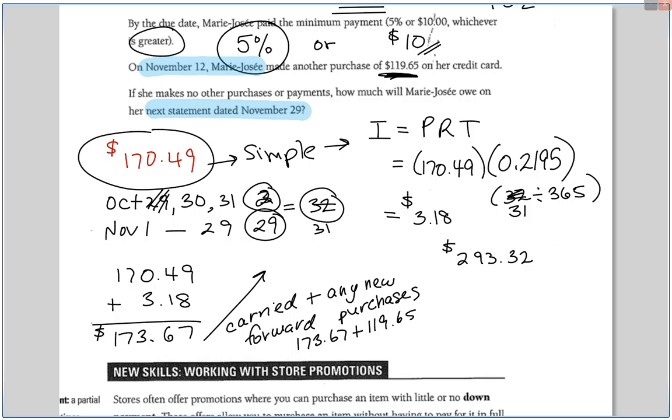And then if she doesn't make the payment for this new purchase, then she's going to get charged even more interest on this amount. That's where I'm going to leave it. I think I'm done with this question. What to take from this? Pay off your credit card, right?